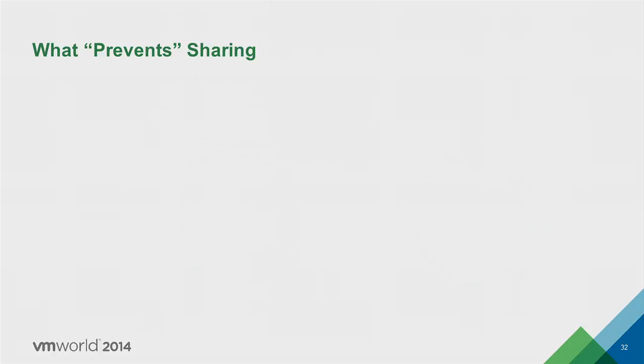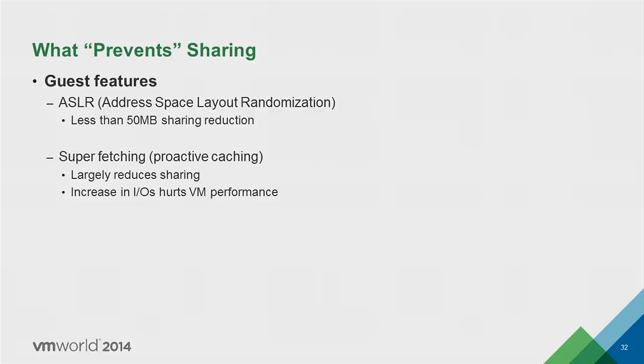Page sharing is a very powerful technique for saving memory, but there are some guest and host features that can prevent it from happening. For example, many guest OSes have a feature called address space layout randomization for security purposes. Academic studies have shown that with the ASLR feature, you will expect to see less than 50 MB sharing reduction. This reduction is very small compared to VMs with big sizes, so don't worry about it too much.